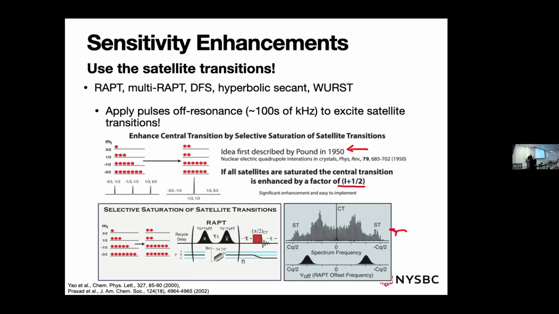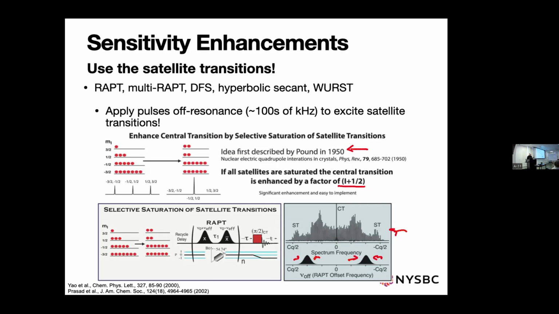So what's one way we can do this? We can do what's called RAPT, the rotor-assisted population transfer experiment, where we put low-power Gaussian pulses at frequency offsets from your central transition, one at plus and one at minus, with X and minus X phases, when we're spinning at the magic angle. And we can do a little bit of saturation on the satellites and get a better experiment.